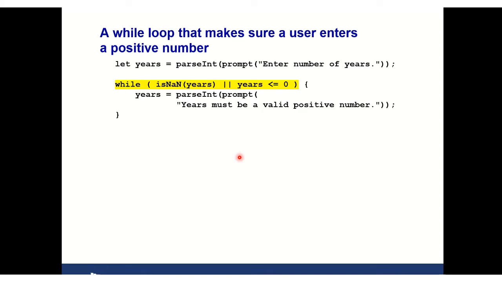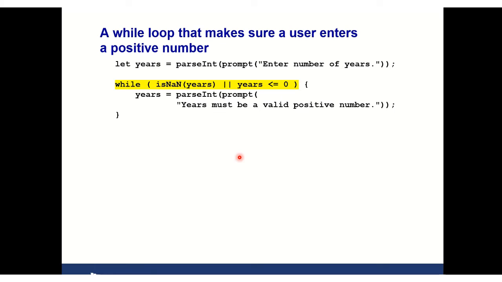So a while loop, for example, this is an example of a while loop that ensures that a user enters a positive number. So how does it work? Let's say we put let years equals parseInt. parseInt is for parsing the user input as an integer. Then you prompt, then you put the number of years.